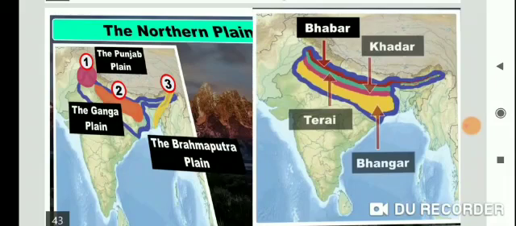See the picture map. Third is the Brahmaputra plain, and it is the eastern part of the plain, and it extends from Assam to Bangladesh. Clear? This stretch is from Assam to Bangladesh.